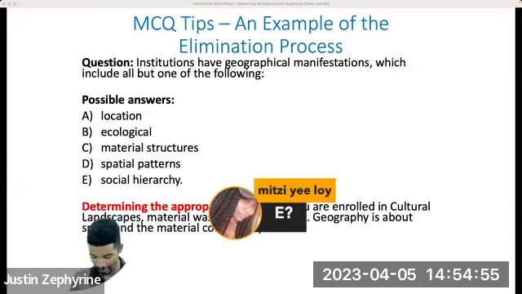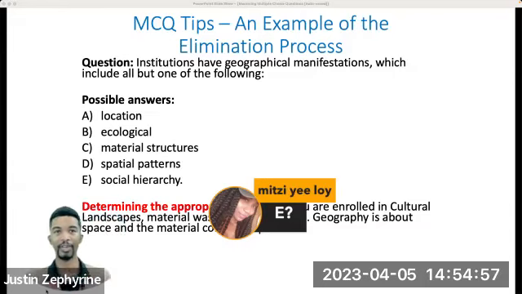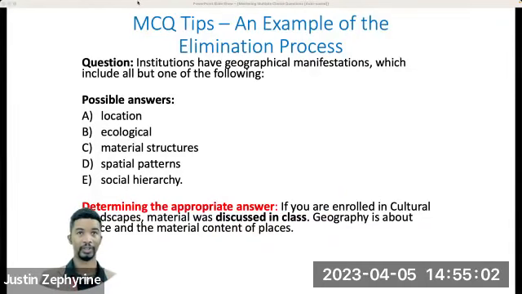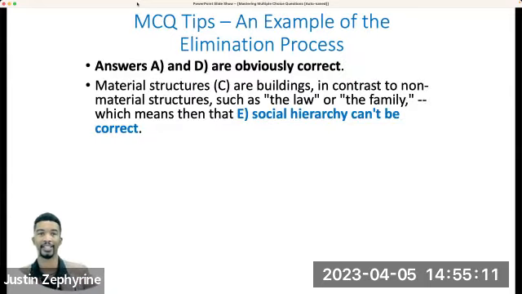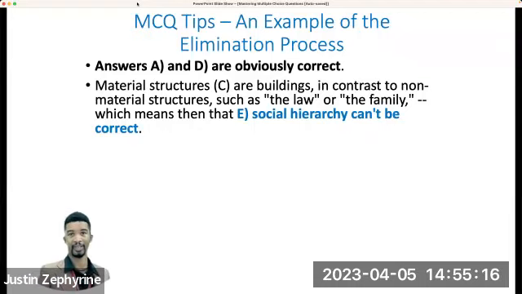Okay, let's go through very quickly. So remember, it's all but one. So we know it can't have one, right? We know that answers A and D are correct. All right, material structures, which is C, in contrast to non-material structures, such as these other things, which means that E, social hierarchy, cannot be correct. Let's see the rest.